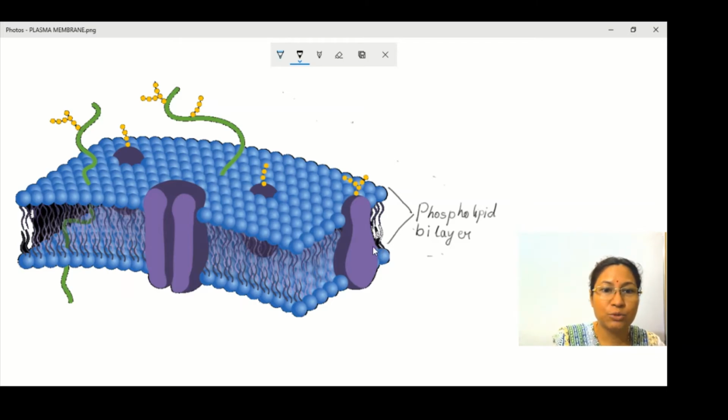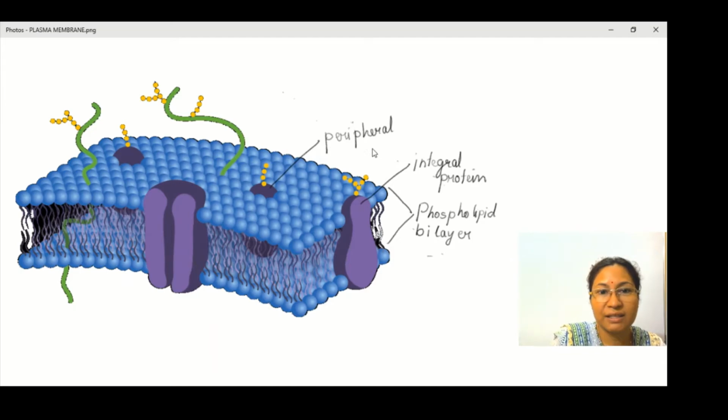Now in this lipid you can see some purple colored structures which are integrated into the membrane. This purple colored structure is the integral protein. This is called an integral protein because it is completely embedded in between the two layers. Apart from this, you can also see that some of the proteins are just present on one of the layers. They have not traversed completely, but are present on either layer. So this kind of protein which is towards the surface will be called a peripheral protein.